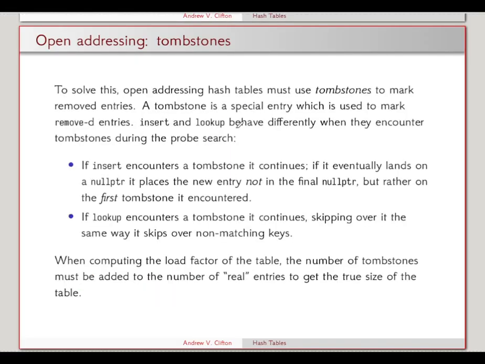So what we do in open addressing is we use a tombstone to mark removed entries. Instead of setting them to a null pointer, we set them to a special entry, some unique entry that means this spot used to be in use. That way, when we search for something, we know, oh, there used to be something here, I should continue searching beyond this spot. When we compute the load factor, we have to include the number of tombstones in the count of in-use entries, because we want the true size of the table. Otherwise, we'll be underestimating how much of the table is available for us to use.